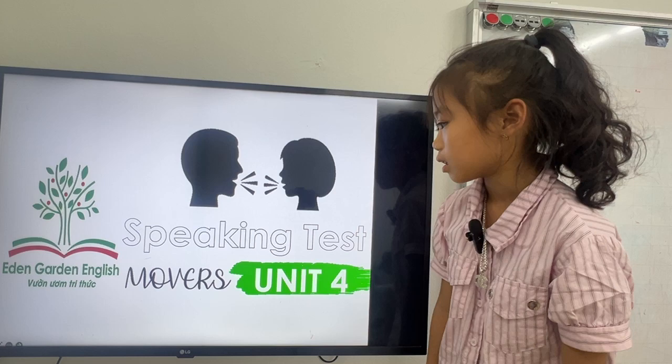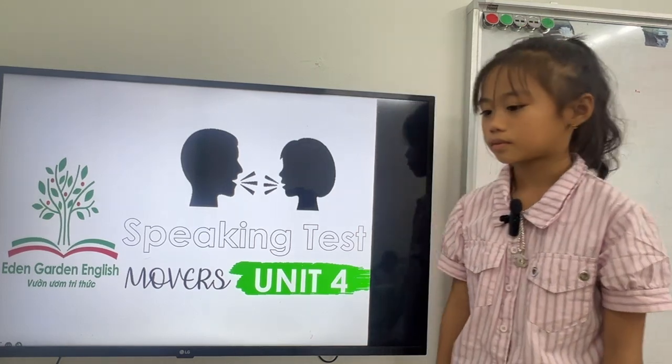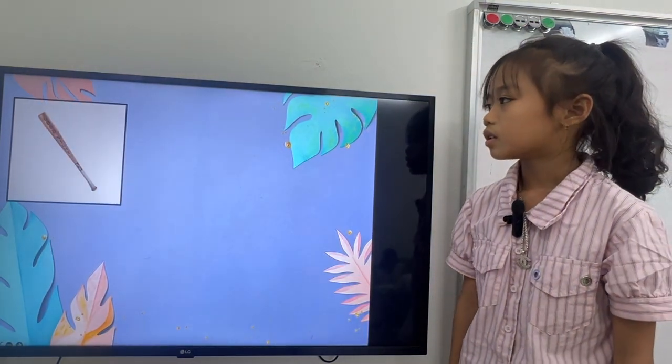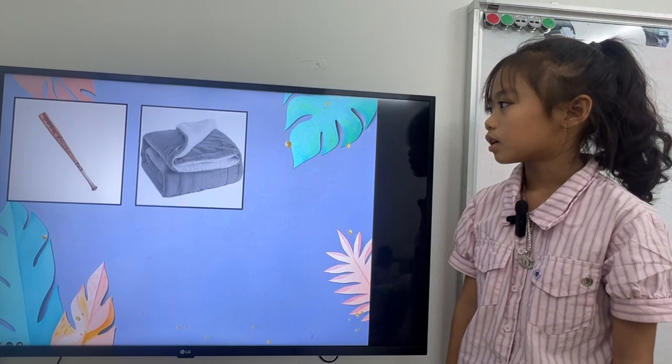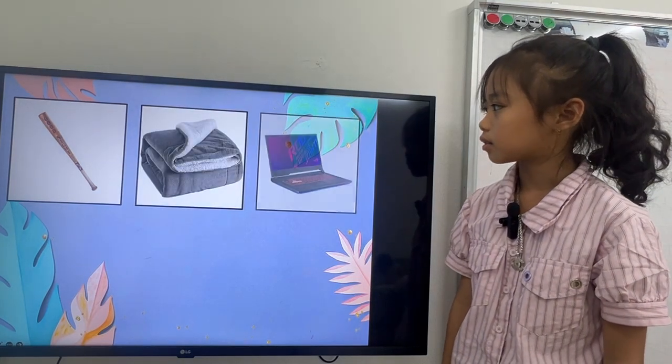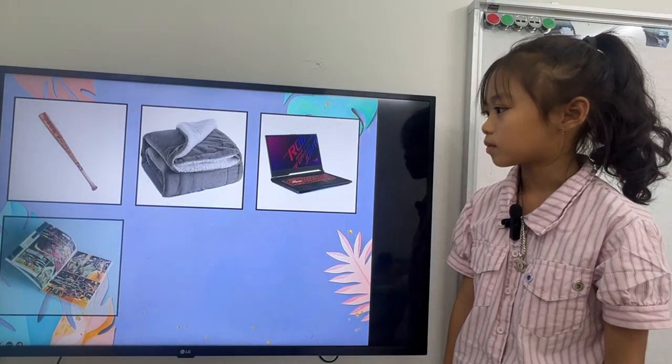Okay, move to unit 4. Okay, now let's start here. What is this? This is a bag. This is a blanket. This is a laptop.